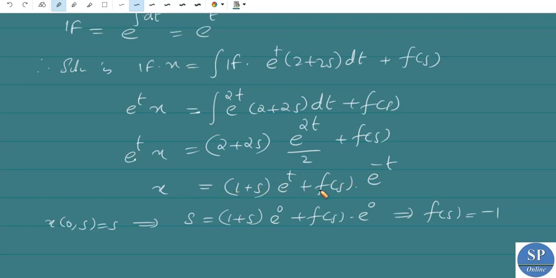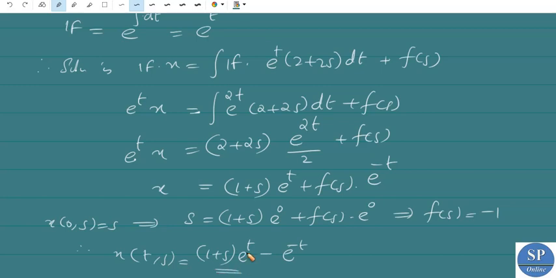So replacing f of s equal to minus 1, we have x of t comma s equal to 1 plus s into e to the power t plus f of s, which is minus 1, so this is minus e power minus t. So this is x of t comma s.